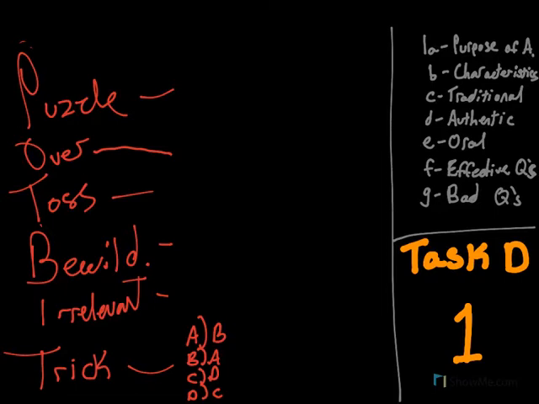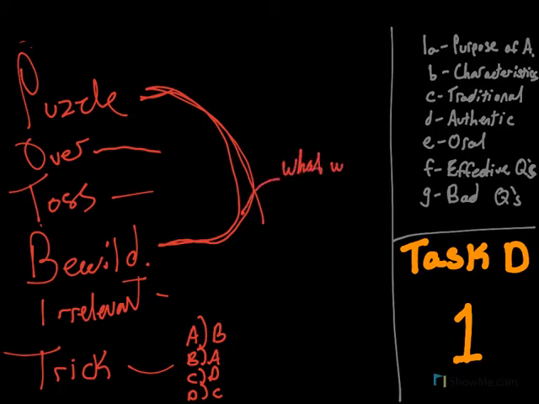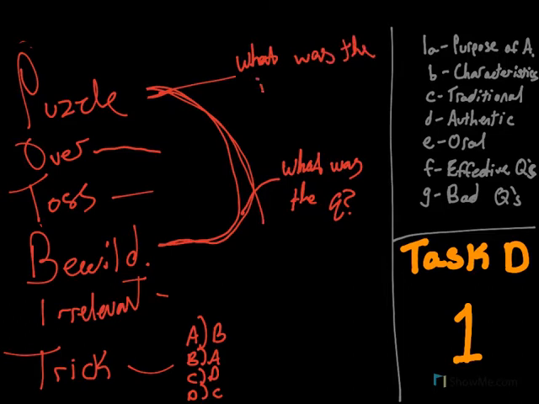So let's talk about bewilderment versus puzzle, because a lot of people get this mixed up. This is just going to be kind of a rote memorization thing here. Understand that bewilderment questions are what was the question? Was that even English? Like, wow, that's incredible. Whereas a puzzle question is more what was the info?